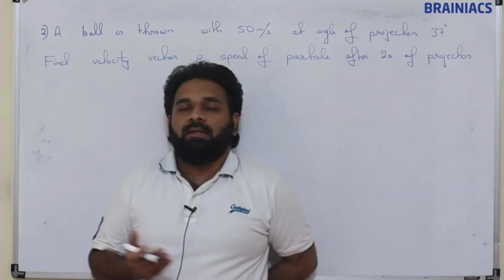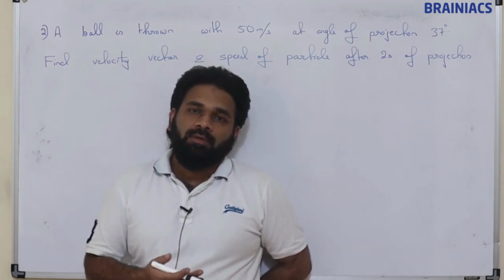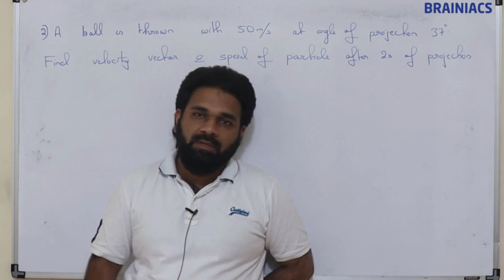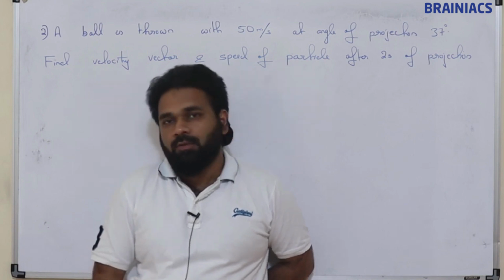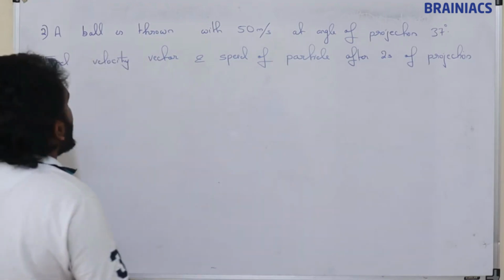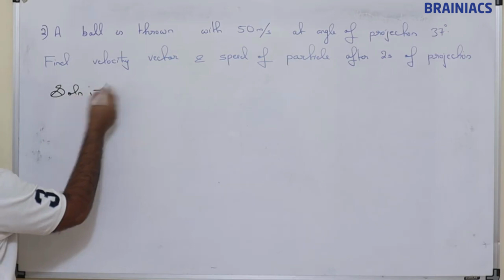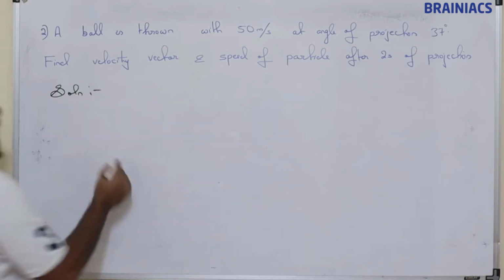So the speed of the particle means the magnitude of velocity. Once we find the velocity vector, we know how to find the magnitude. Suppose we get the answer 20i plus 30j, then the magnitude is root of 20 squared plus 30 squared. Okay, so can you solve this? Pause the screen, try to solve it on your own. Done. Pause the screen and solve it.